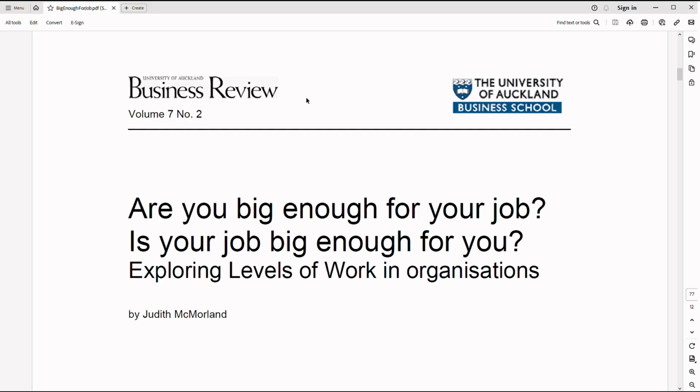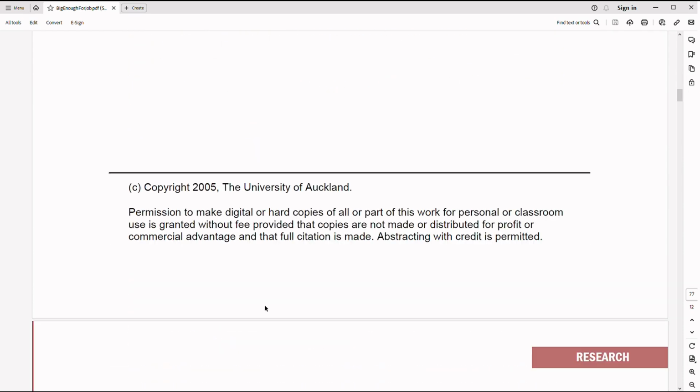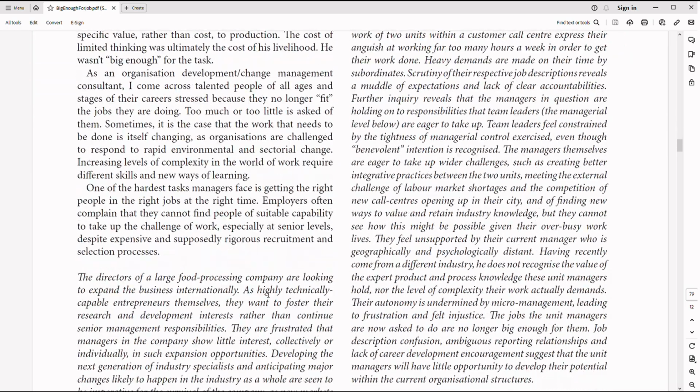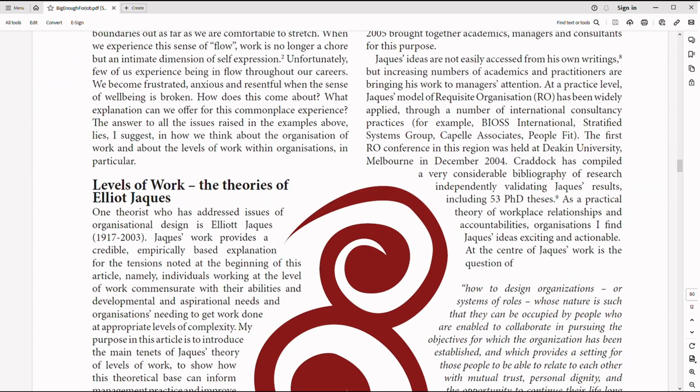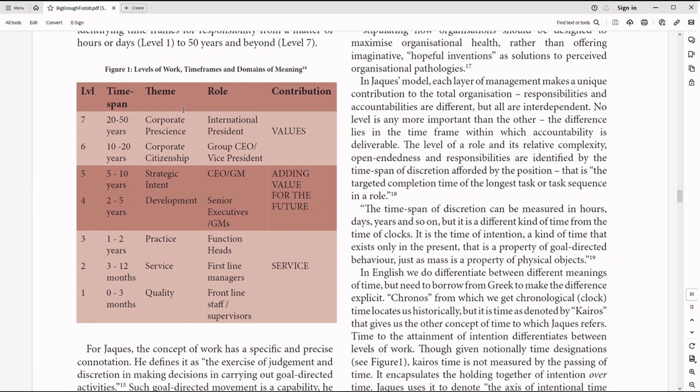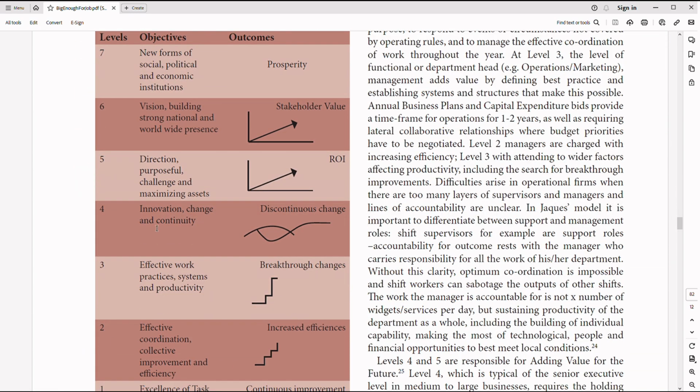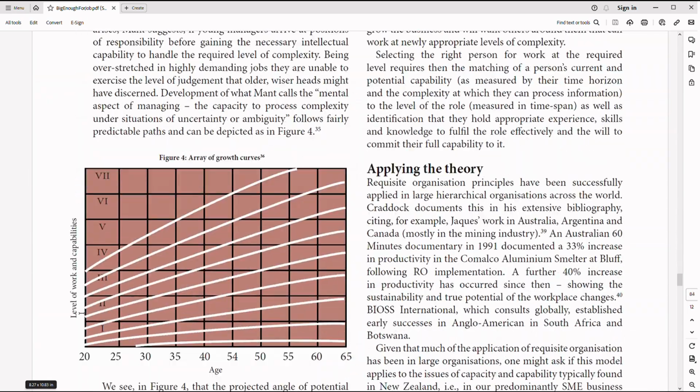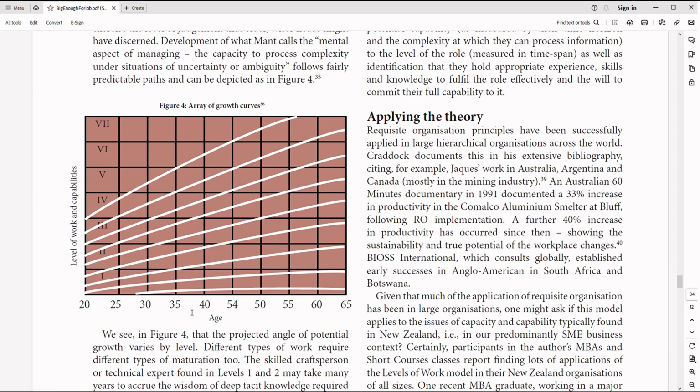So what are the factors which control how your salary changes over time? This study from the University of Auckland Business School analyzes the work of Elliott Jacques. Jacques invented a philosophy of management called the requisite organization. The requisite organization explains individual performance is based on the time horizon of a person's work. Workers who need to make minute-by-minute or day-to-day decisions are at the first level of this theory. Then the longer time horizons of months, years, and decades fill the ranks of the higher levels of the theory. These levels are numbered from 1 to 7 as you go from frontline staff to executives and presidents. Jacques also suggested that workers follow predictable career paths over time.